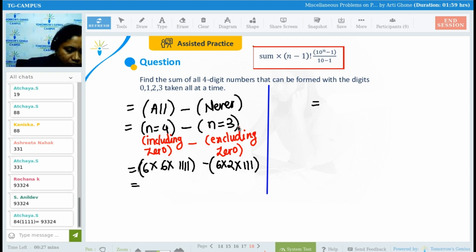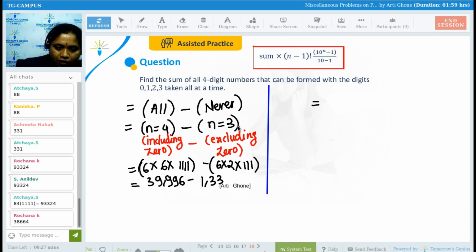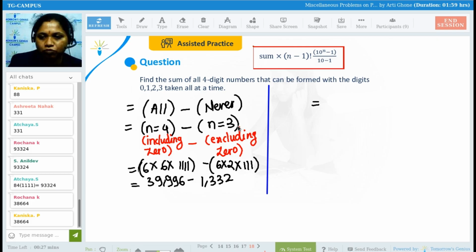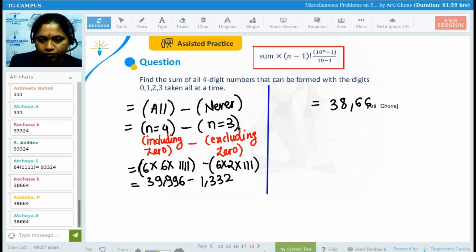36 into 1, 2, 3, 4. So it is 39,996 minus 6 2s are 12 into 111. It is 1,332. So total answer is 39,996 minus 1,332. So it will be 38,664. Right. Good. So you are getting 38,664 as an answer. Clear?